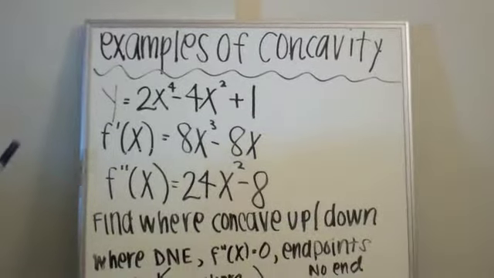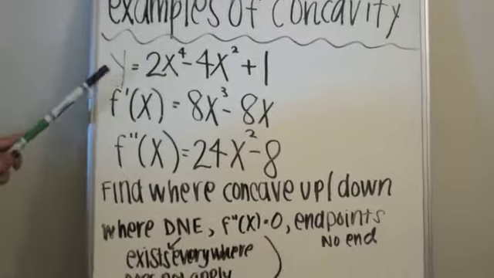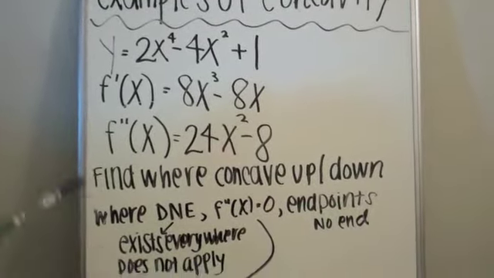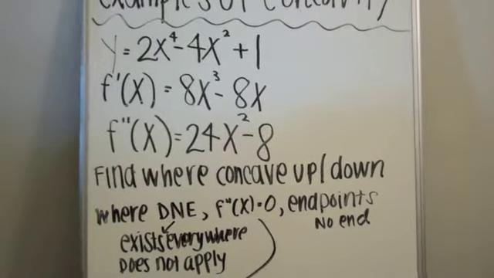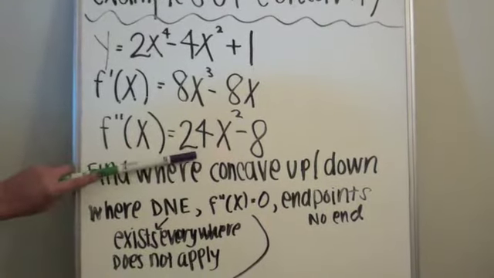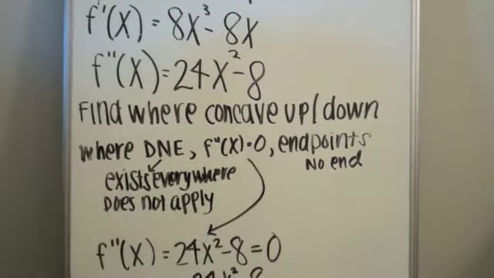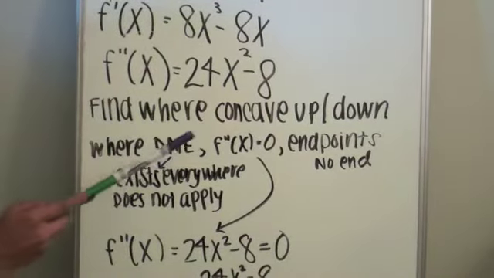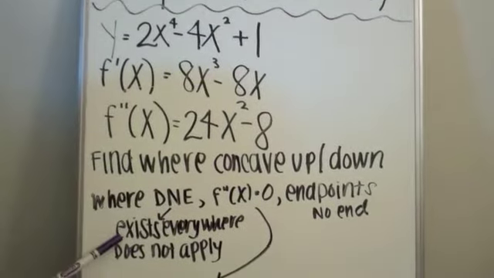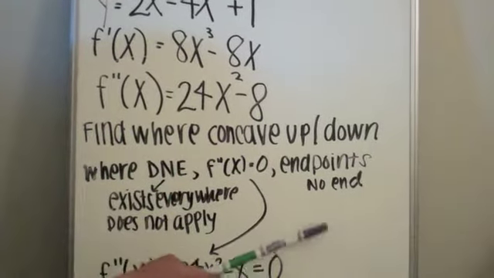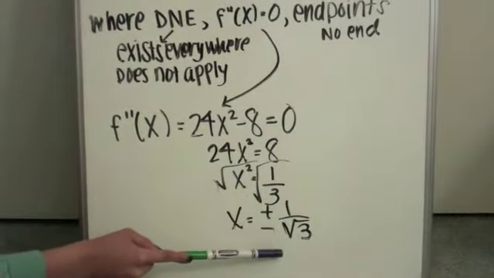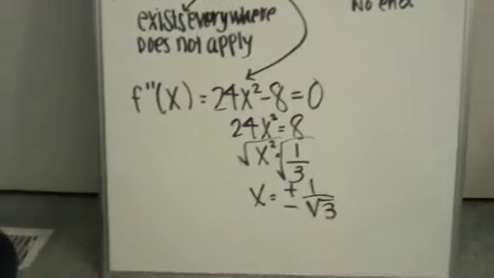Okay. Examples of concavity. So we're given an equation, y equals 2x to the 4th minus 4x squared plus 1, and we're going to find where it's concave up and concave down, and to find that we need to find the second derivative. So here's the first, and here's the second, and we find out it's 24x squared minus 8. And we're finding where it's concave up and concave down again, so we're going to find where it does not exist, where f double prime equals 0, and the endpoints. And we figure out that it exists everywhere, and the endpoints, there aren't any that are given, so we're just going to find where it equals 0, and we figure out that it's plus or minus 1 over rad 3.